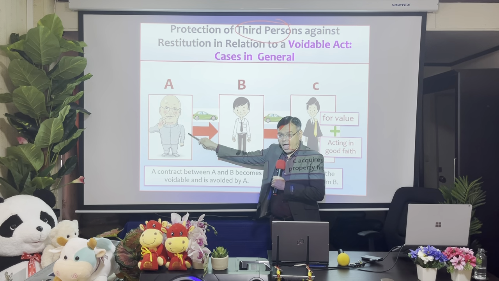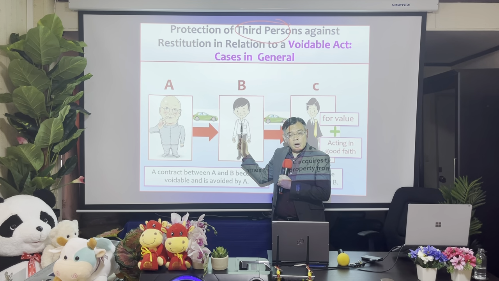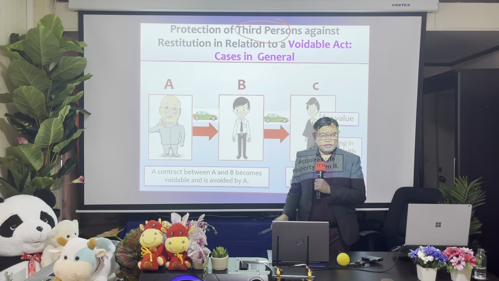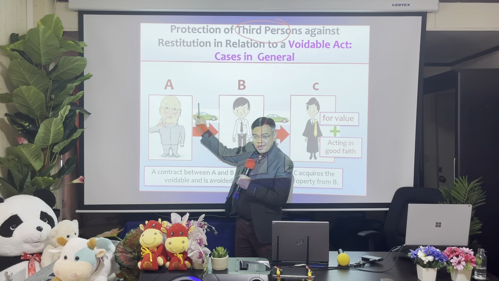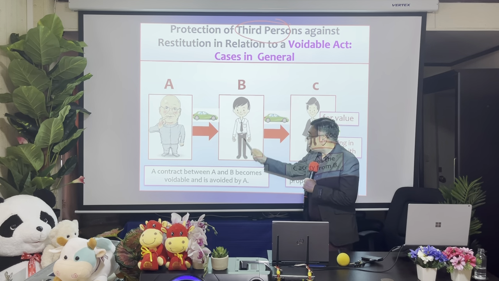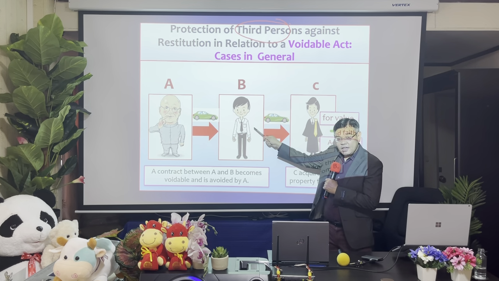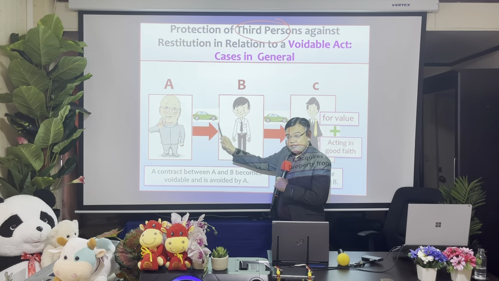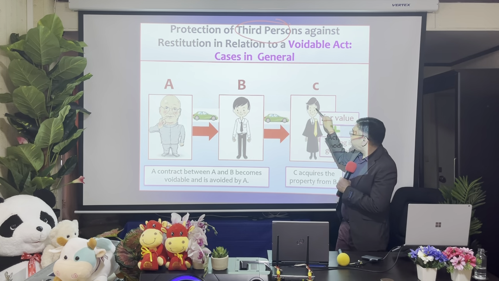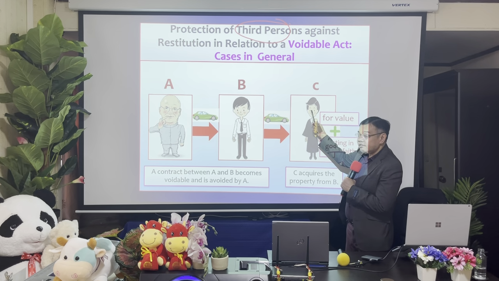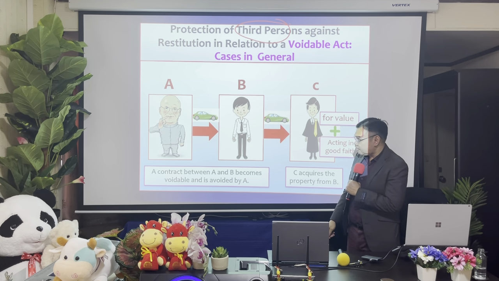so that when B has received this car from A, B is required by law, by section 176, paragraph 1, to return this car to A. But the thing is that the car is no longer with B, because before A avoided this contract, B had sold this car to C. In this case, C is a third person.